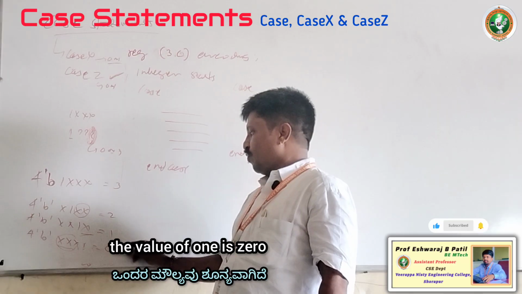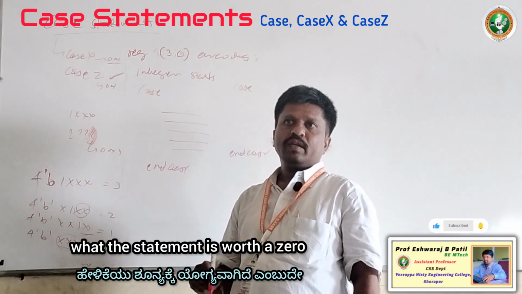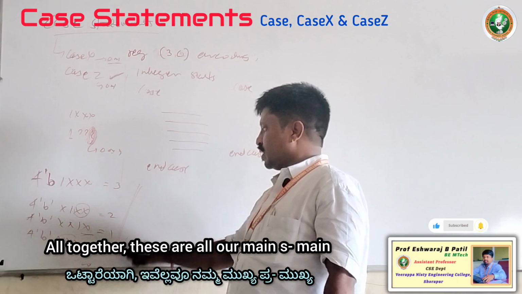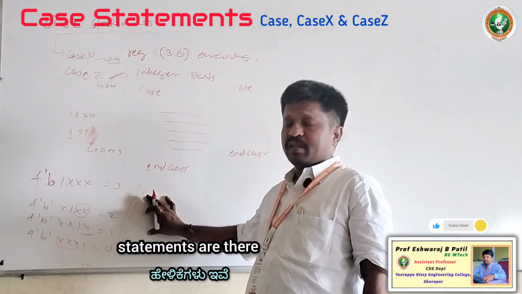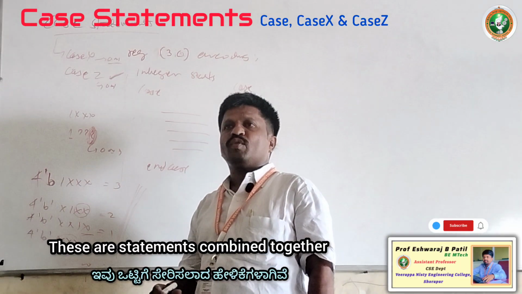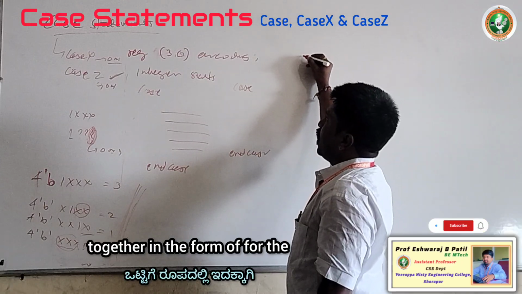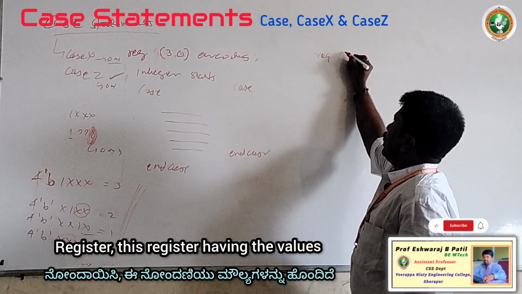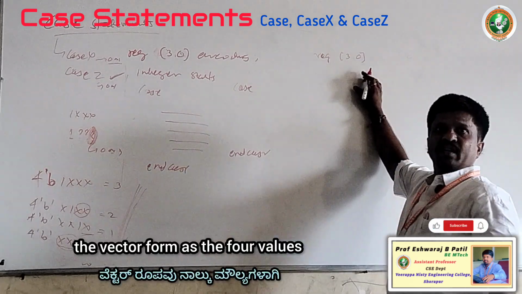That's what the value of 1 0 1 is. This value is 0. All together there are four statements. These statements combined together will be put in the form of one example, a register. This is a register having binary values in vector form, as 4 values.